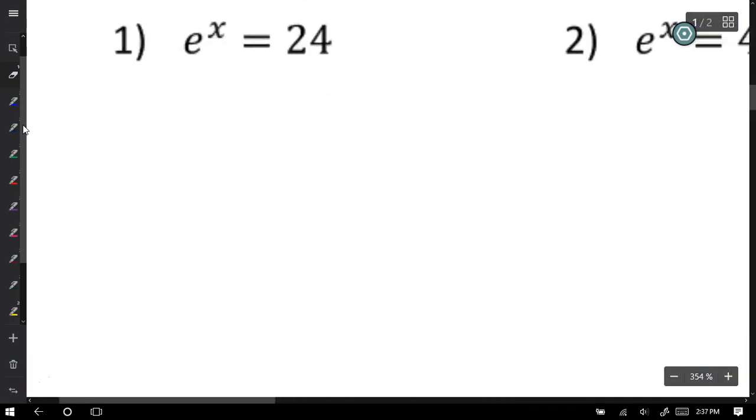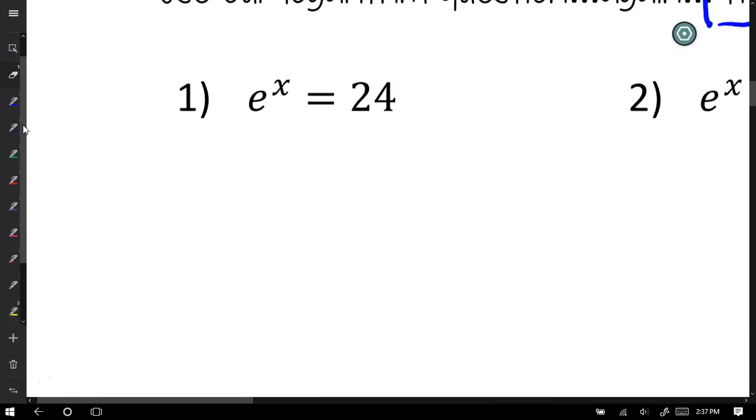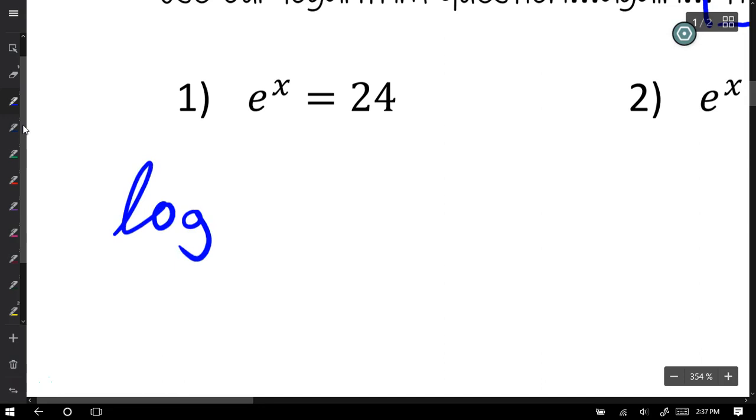So if I read number 1 and I go, what power of, it looks like e is my base. So what power of e gives me 24? And that power is x.